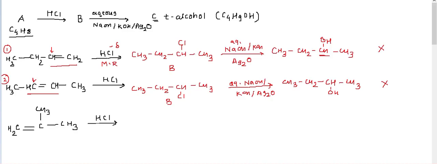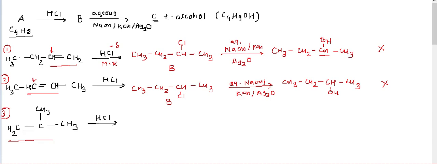But let's check with the third structure. So HCl, now this alkene is unsymmetrical. You can identify it because the hydrogens which are attached to the doubly bonded carbons are not similar.